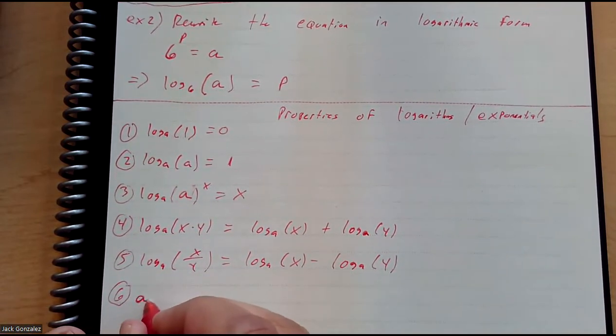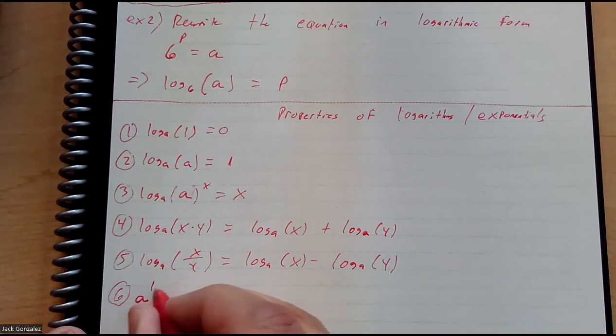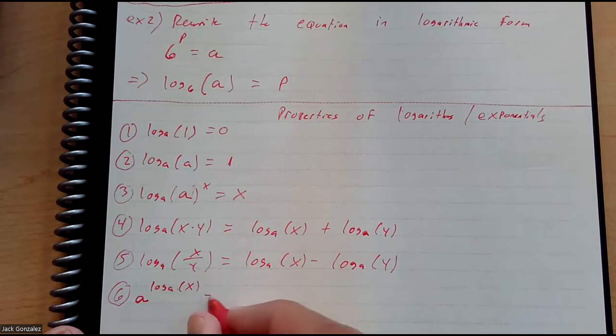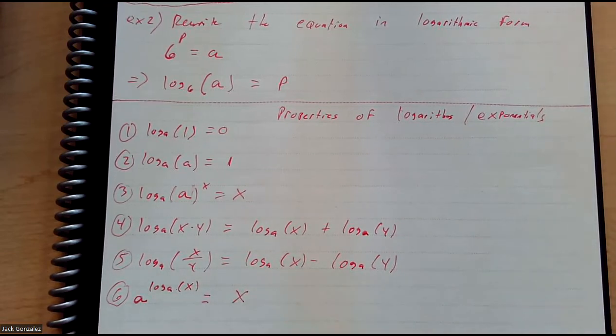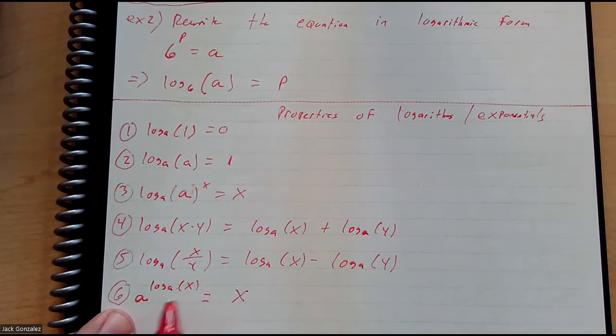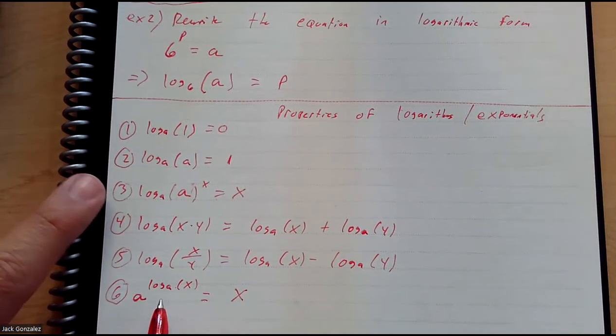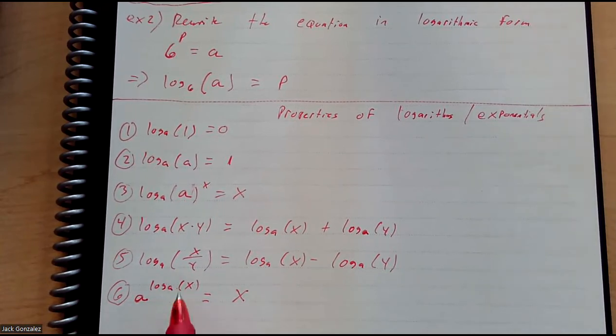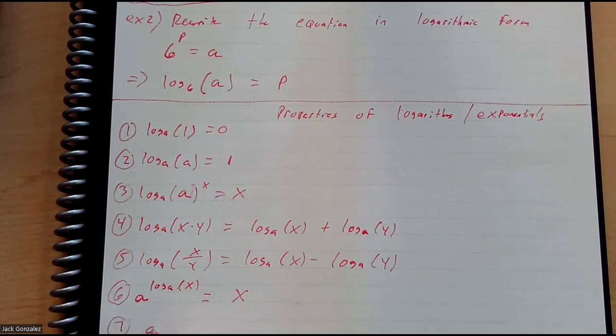So a to the log a of x equal to x. So if you have the bases matching in the other direction, they will also cancel just like rule 3 does, kind of the reverse. Okay. So if you want to cancel a log, this is how you do it. Number 7, this one's kind of important.